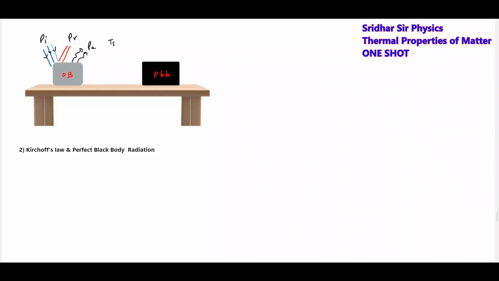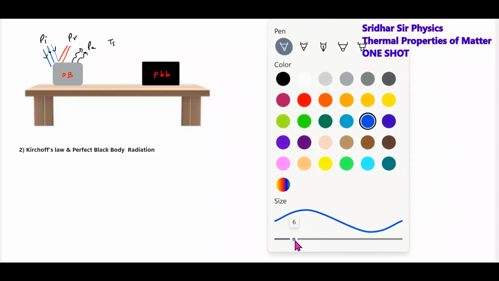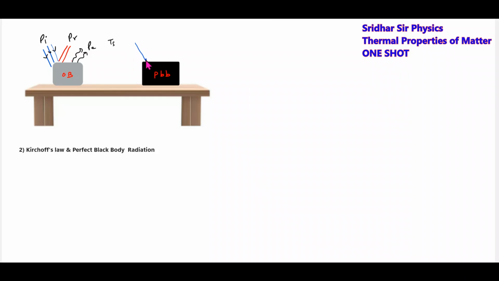What about the perfect black body? Suppose this is the incident energy. What is the reflection? No reflection. Then for equilibrium, how much it absorbs, that much it will emit. For ordinary bodies, PE will be less than PI. For a perfect black body, PE equals PI. All the incident energy is absorbed, and for equilibrium that much it will emit. So who is the perfect absorber? The perfect black body. Who will emit more power? The perfect black body.